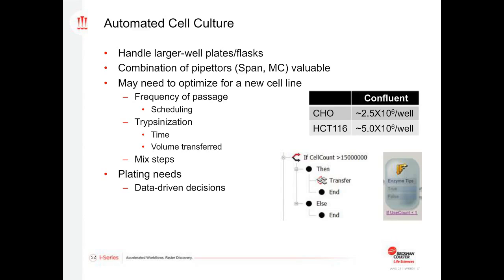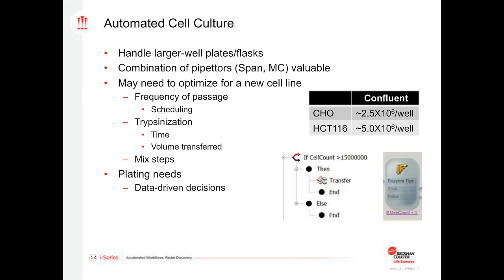There are some caveats. One is that you may need to do some optimization for any given new cell line. One example is the frequency of passaging. For example, when we were passaging the Jurkat cells, we would passage them every 2 days and they were completely happy. The CHO cells, when we tried to passage them every 2 days, seemed to die off a little bit, and so that's why we backed it off to 3 days.